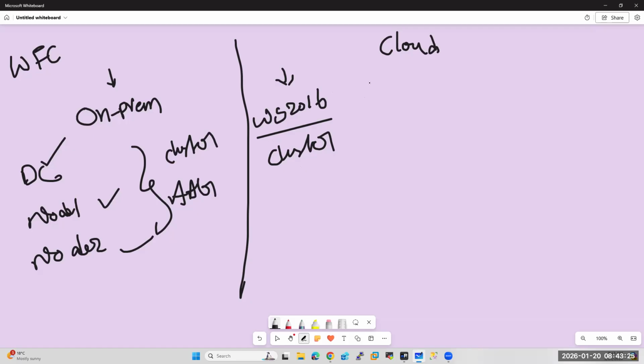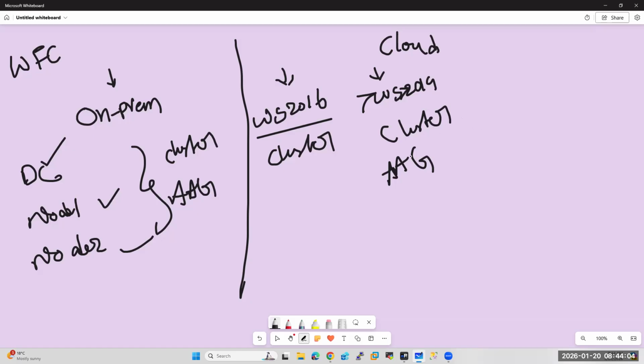Now the next demo we'll go for Windows Server 2019 or greater, meaning greater than 2016: 2019, 2022, 2025. Take any server. Now the latest is 2025. On top of this, we will build a cluster and we will build the AAG, Always On availability group. We will build Always On on top of the cluster.